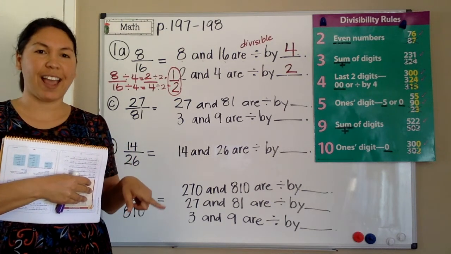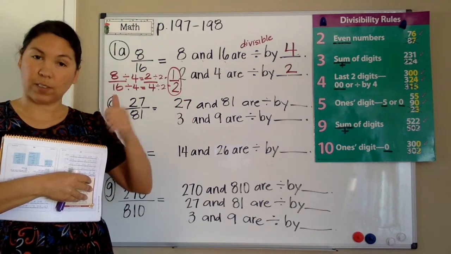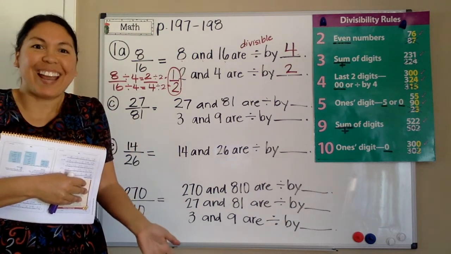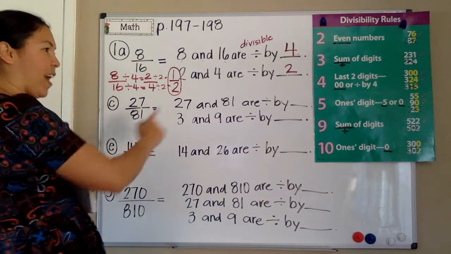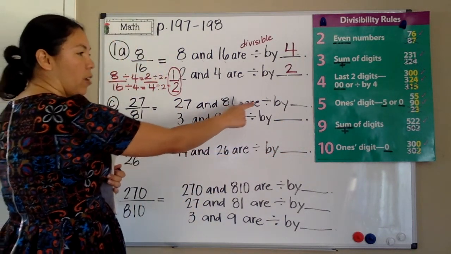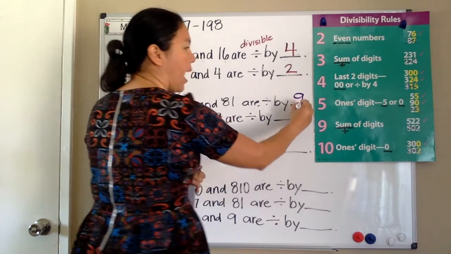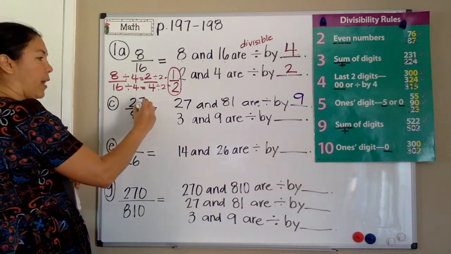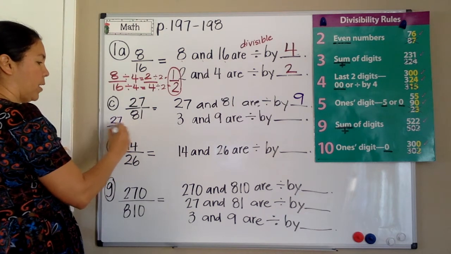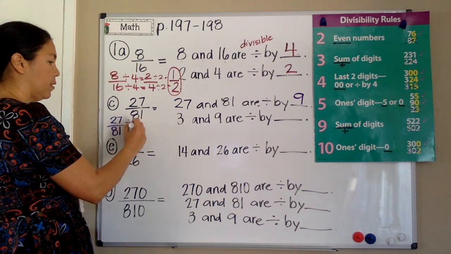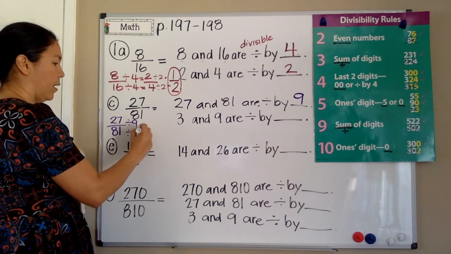Can 9 go into 9? Yes, check. So this might work. What's 8 plus 1? 9. Can 9 go into 9? Yes. So we just found a big number that's going to help us. 27 and 81 are divisible by 9. Go ahead and write 9 on that line. And then we're going to divide by 9 here. So I'm going to do 27 over 81 divided by 9 divided by 9.